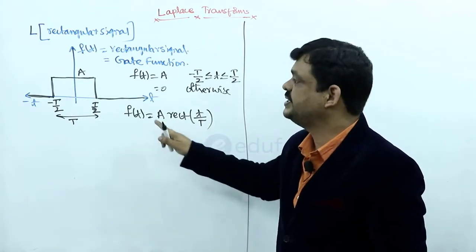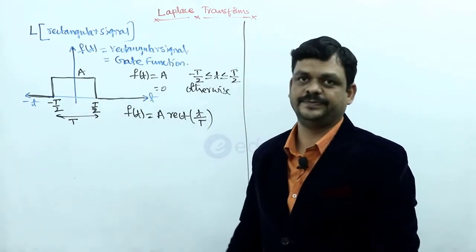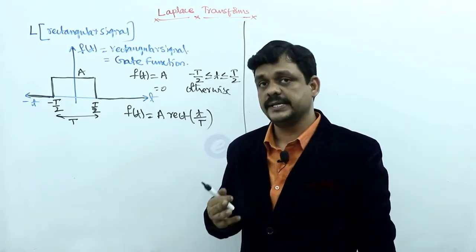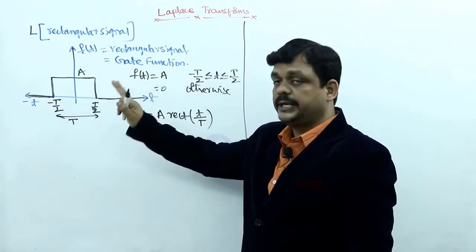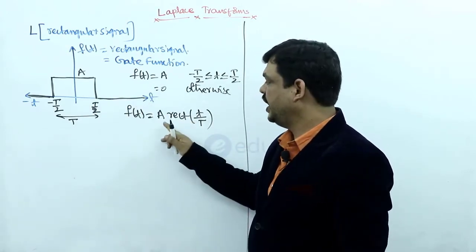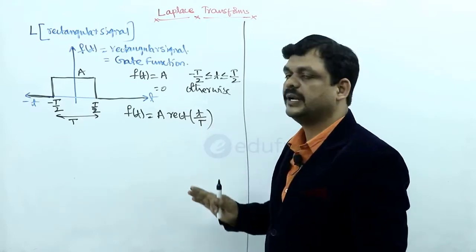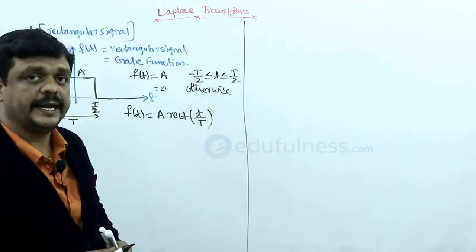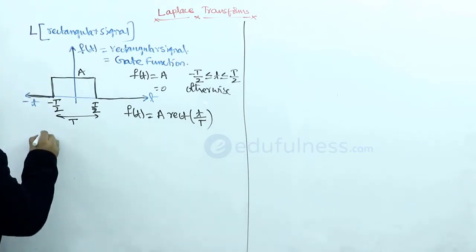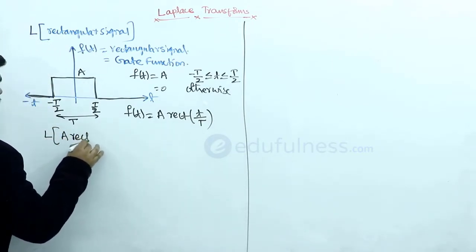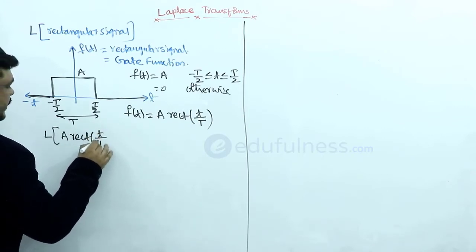The name rect explains it is a rectangular function. Similarly, a sinusoidal function name explains sine or cos, and the rectangular function name is explained with RECT, rect. So A into rect of t by capital T is also another functional representation of the rectangular signal. Now I want to find the Laplace transform of this function, A rect of t by capital T.